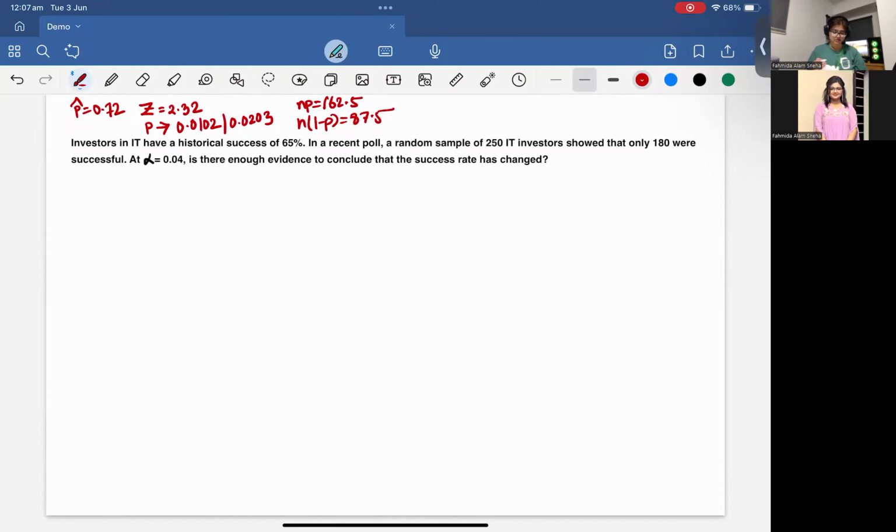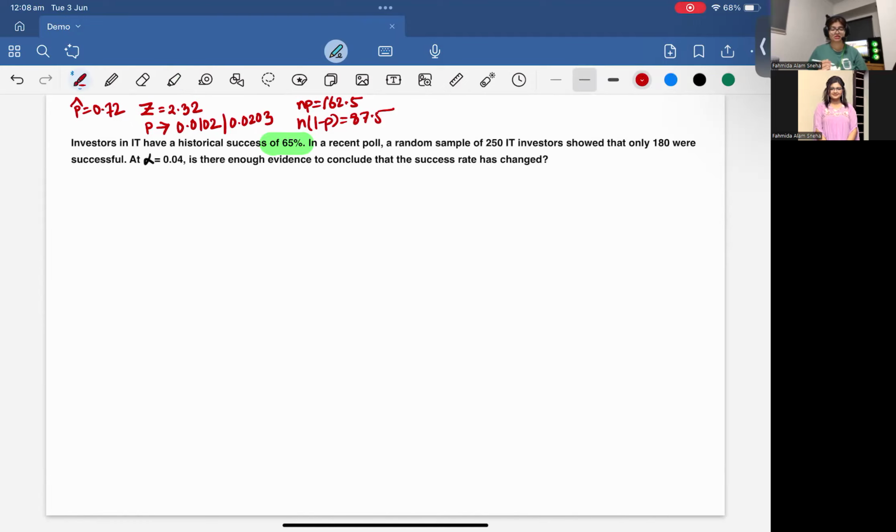Okay, so firstly, investors in IT have a historical success of 65%. So the 65% or 0.65 will be the population proportion. And then a random sample of 250 IT investors showed that only 180 were successful at alpha 0.04. Is there enough evidence to conclude that the success rate has changed?